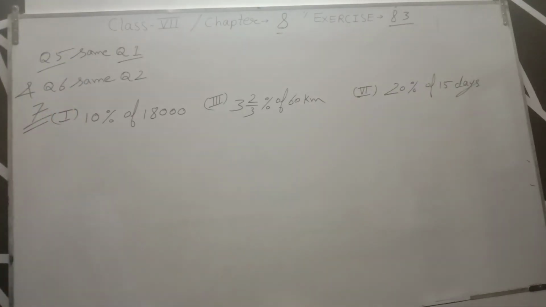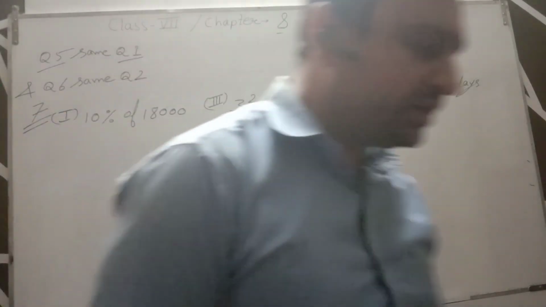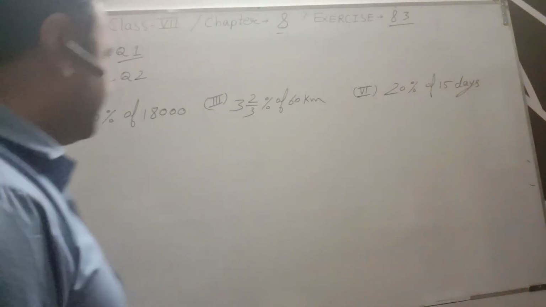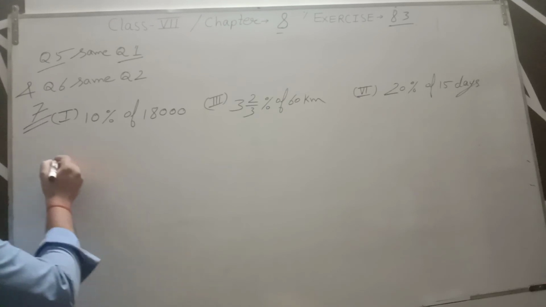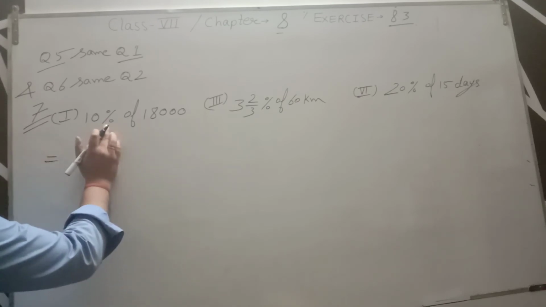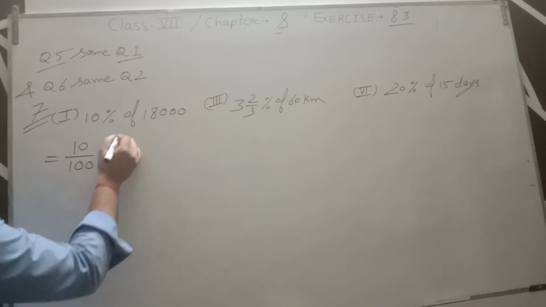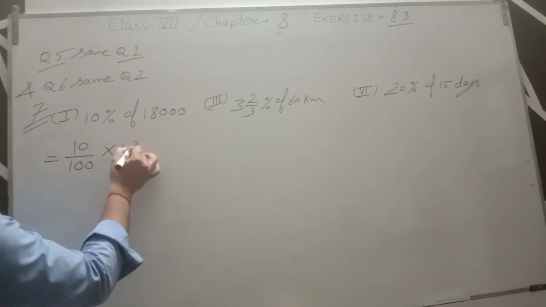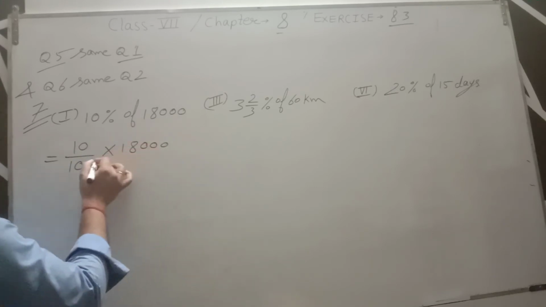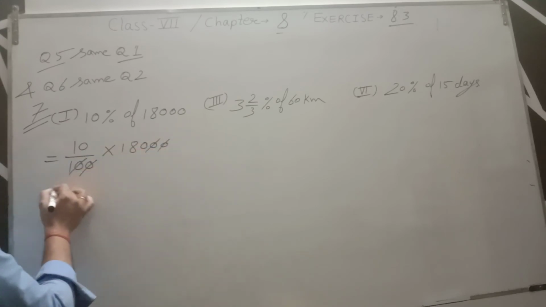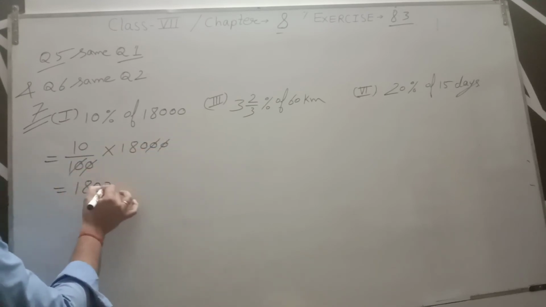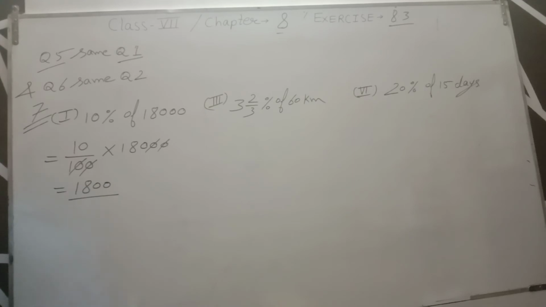In question number 7, first part, we have to calculate 10% of 18,000. To simplify, firstly we remove the percentage sign and we note down 100 in the denominator, multiplied by 18,000. And the value we obtained is 1800.